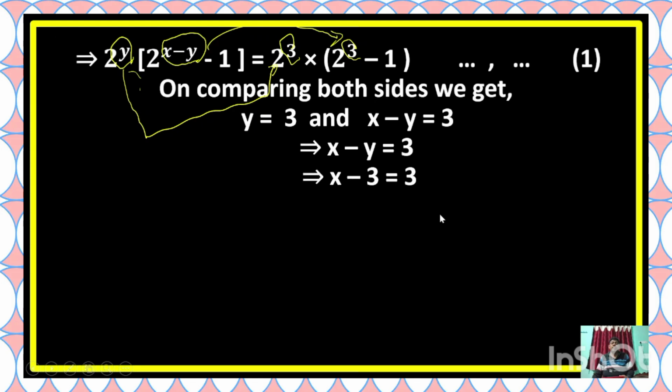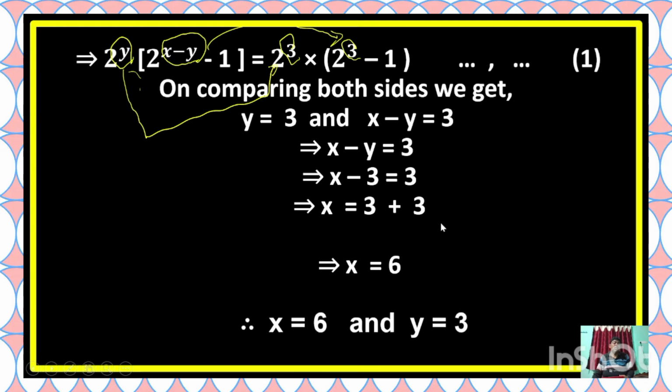By putting the value of y, we shall get x is equal to 3 plus 3, which is x is equal to 6. Thus we get that the value of x is equal to 6, and the value of y is equal to 3. Understand? This is one of the interesting problems.